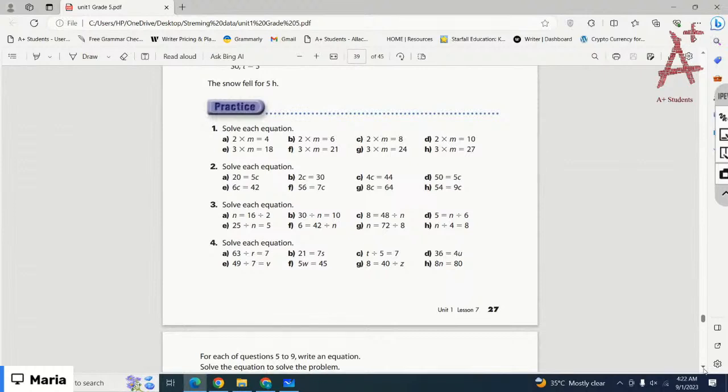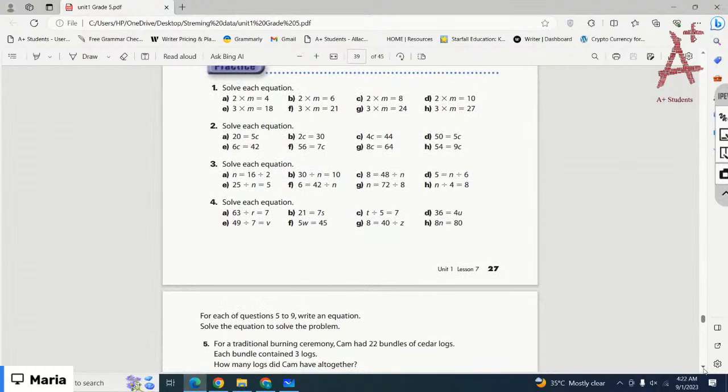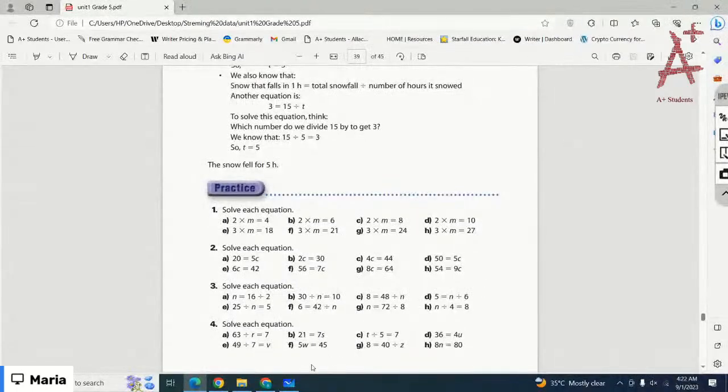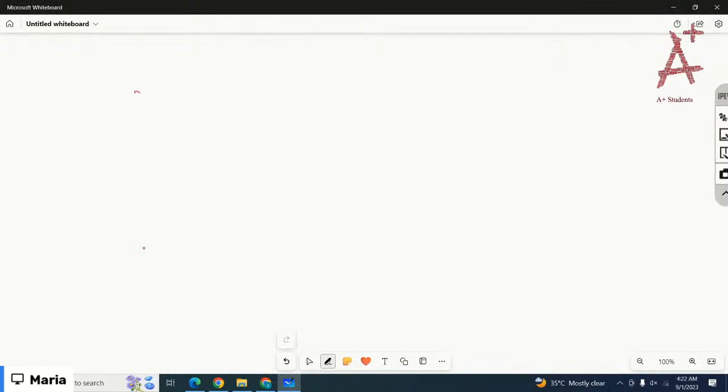Solve each equation. Let's just start with question number 1. You have to do 2 times m equals 4. You have to solve the equation. So the lesson we just did is solving the equations that have addition and subtraction, right? Now we're going to do multiplication and division.